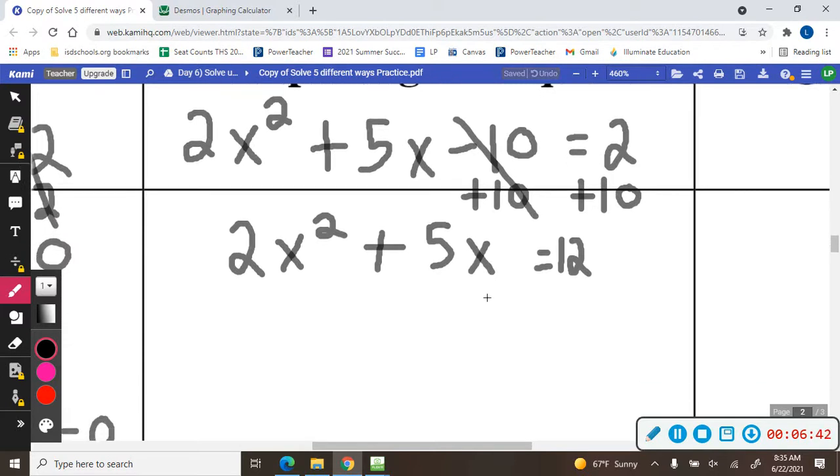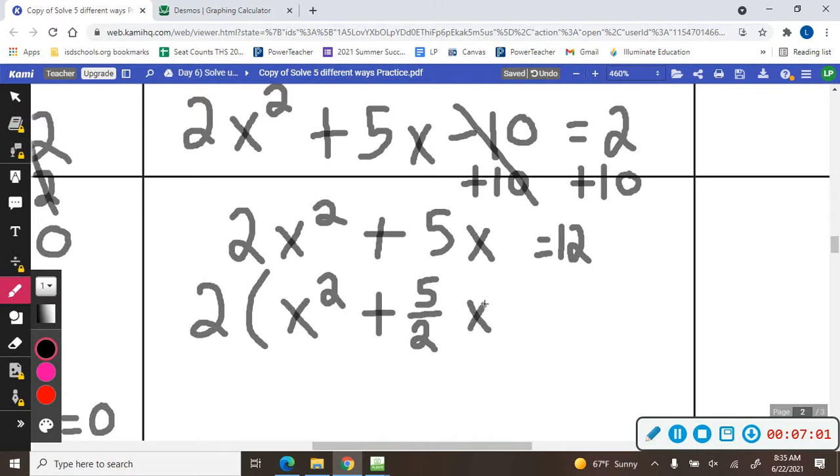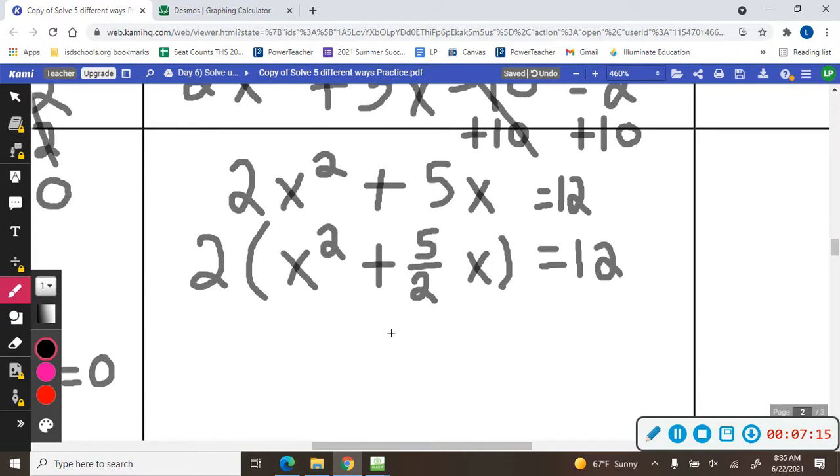From here, in order to complete the square, you need to get rid of the 2. So you're going to divide them both by 2. And that changes that to x squared. And then this becomes 5 over 2. So all I did was factor out a 2. Now, you never factor out and make things a fraction unless you're trying to do something like complete the square.